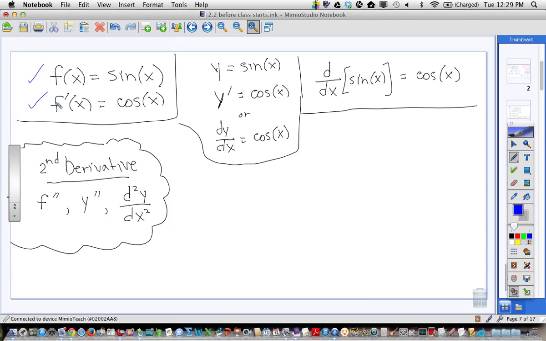Now, sometimes we don't use f notation. Sometimes we just use y. So we say y equals sine x. Then we could write y prime would be cosine x. Or we've got this new notation that we saw in our calculators yesterday, right? That dy over dx. Now, that's called Leibniz notation. Leibniz, Gottfried Wilhelm von Leibniz. If you're math people, you might remember him. German guy. He is one of the co-inventors of calculus.